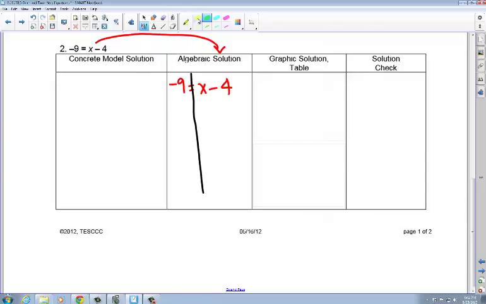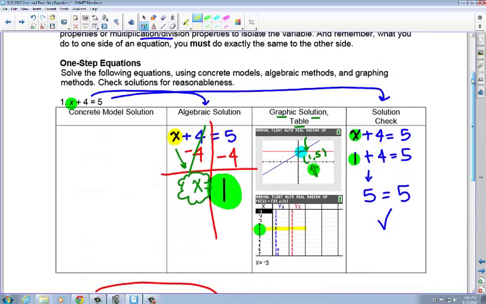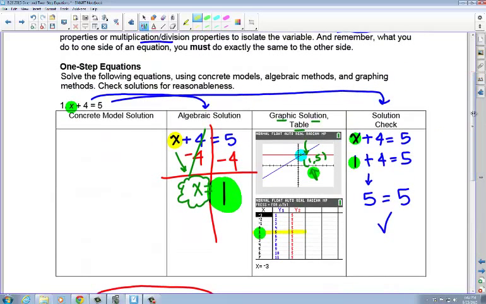I'm going to grab my highlighter because it's easy for me to see. If I highlight my x, I know that x has to be by itself. Sometimes x is on the left side, sometimes x is on the right. In this case, x is on the right. In my first example, x was on the left.